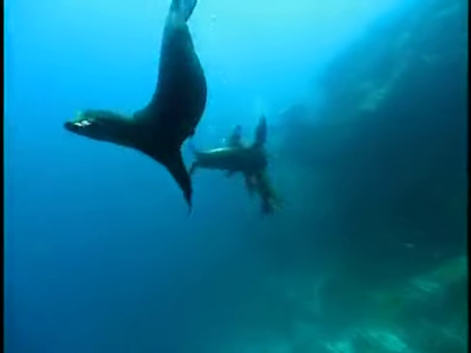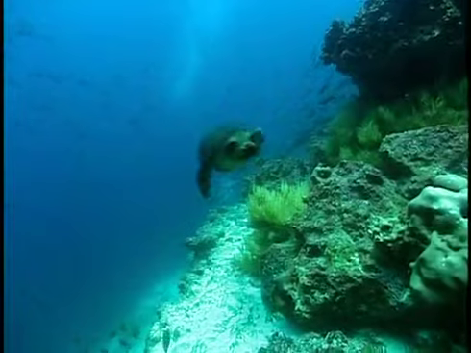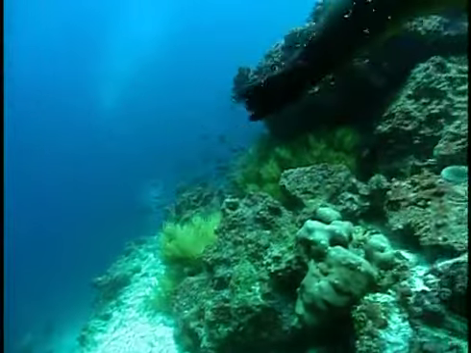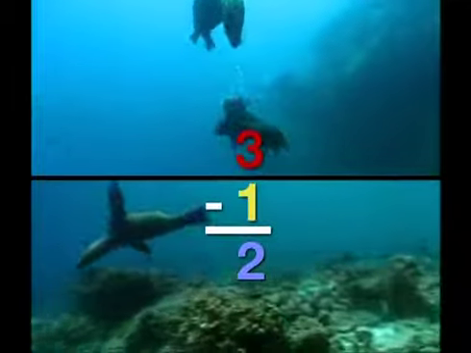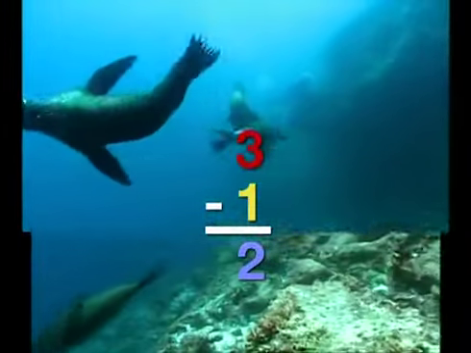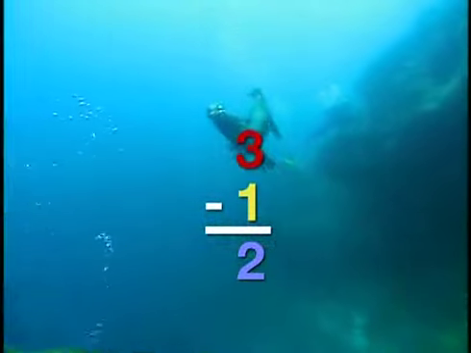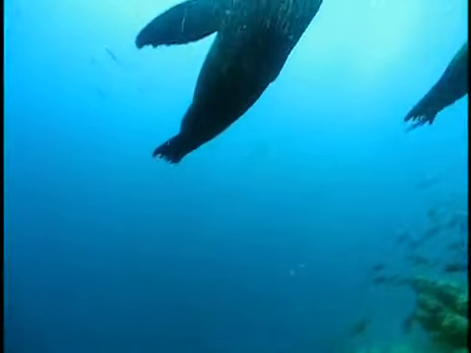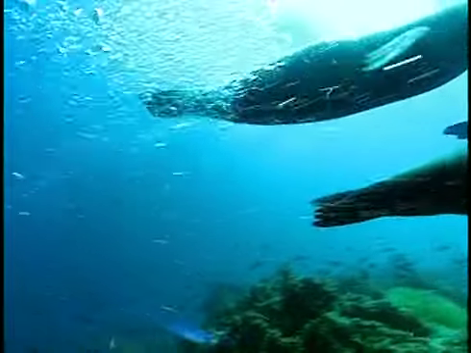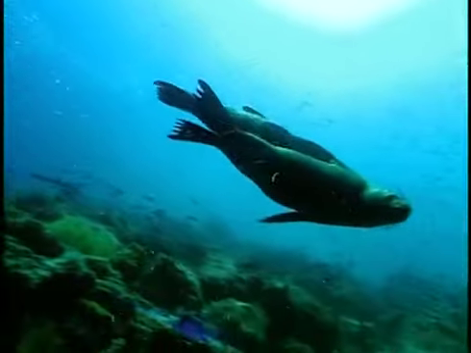Now suppose 1 seal swims away. 1 seal is subtracted from the group. We can write it as a new number sentence. 3 minus 1 equals 2. When we subtract, the group becomes smaller. 2 is less than 3. Now we're back to the original number of 2 seals.